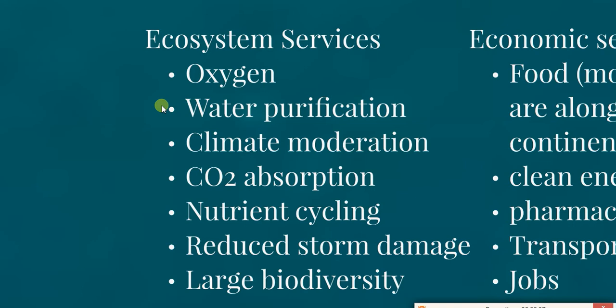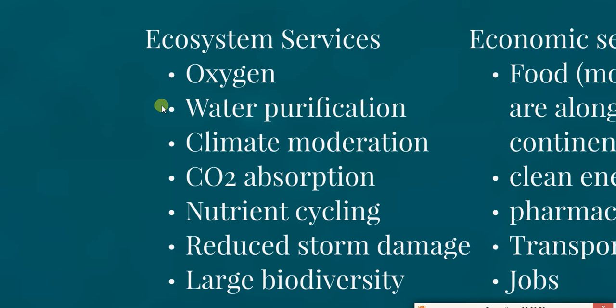Climate moderation. Aquatic systems help release the heat slowly over time, and they also heat up slowly. So it helps moderate climate. It prevents climate from getting really, really cold and prevents climate from getting really, really hot. So it kind of helps that extreme a little bit.